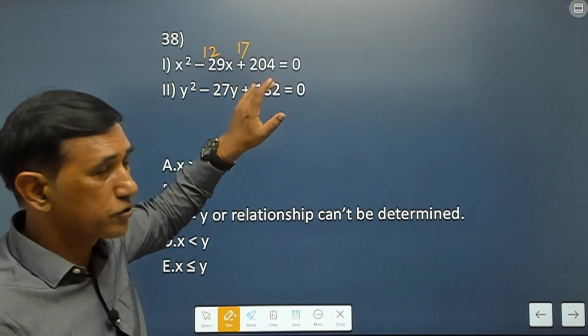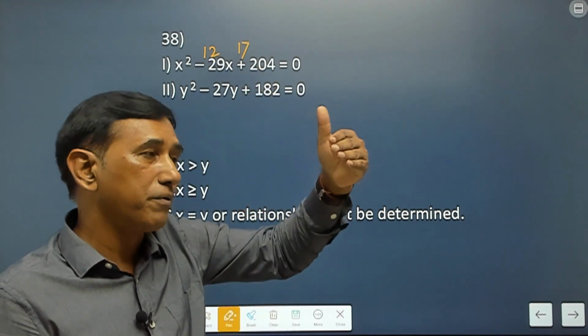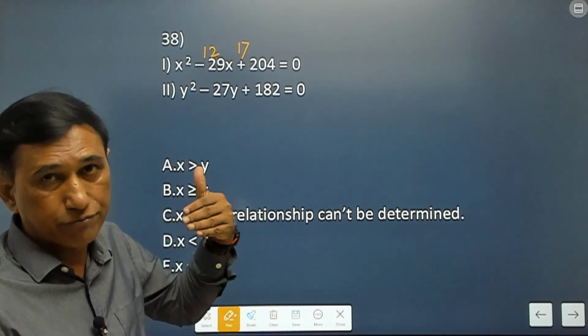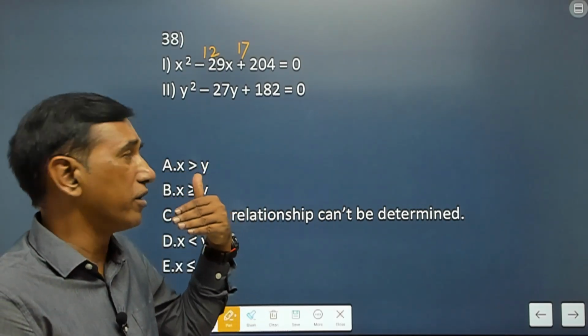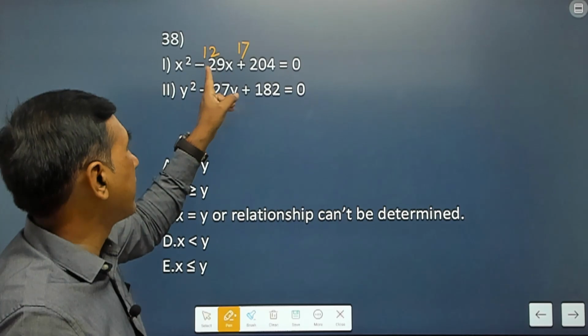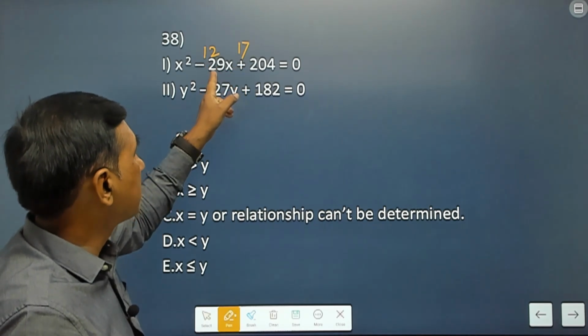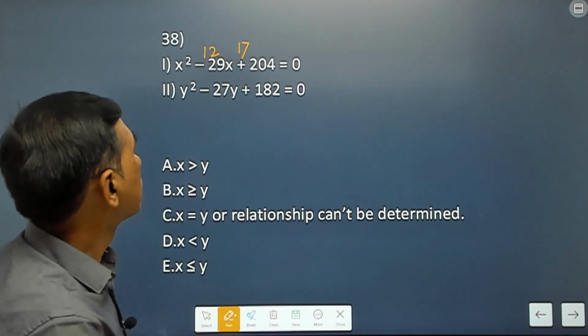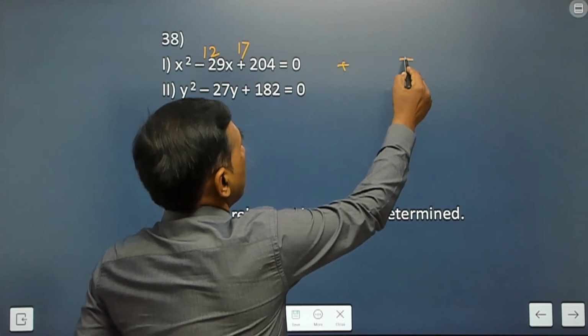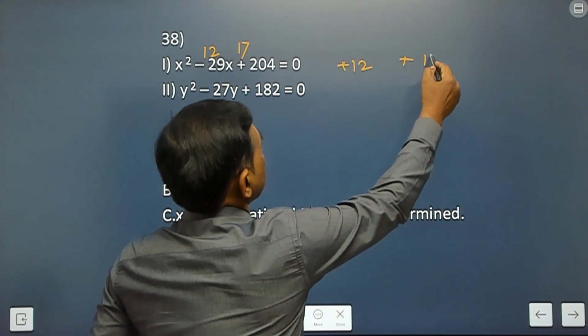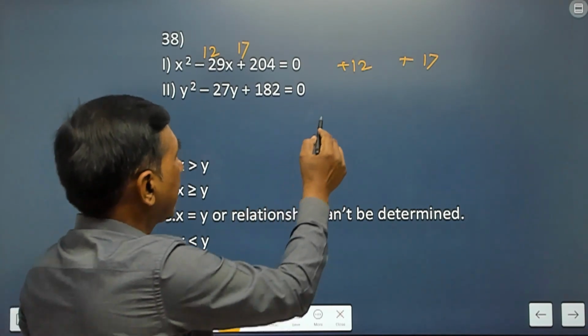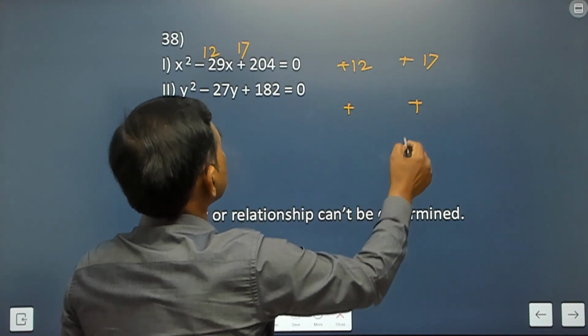Nearby 14, the numbers should be one greater and one smaller than 14. So 14 and 15, no. 13 and 16, no. 12 and 17, yes. So my roots are plus 12, plus 17. Here again plus, plus.